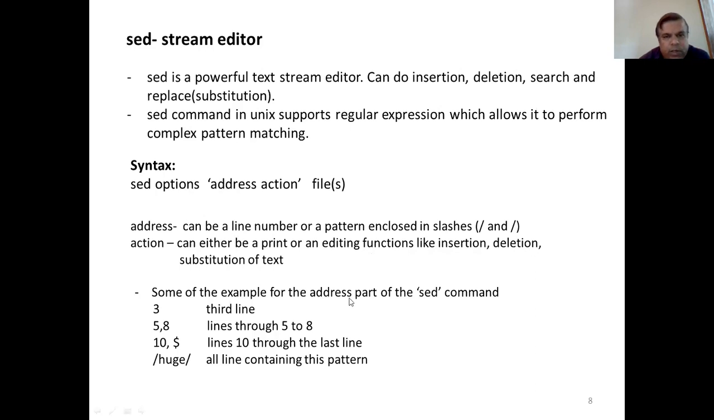So some examples for the address part of the sed command. If I write 3, then the third line is selected and the action is taken on this third line. And 5,8 selects lines 5 through 8. 10,$ will select lines 10 through the last line. And if a pattern is enclosed in two slashes, it selects all lines containing this pattern and takes some action on them.